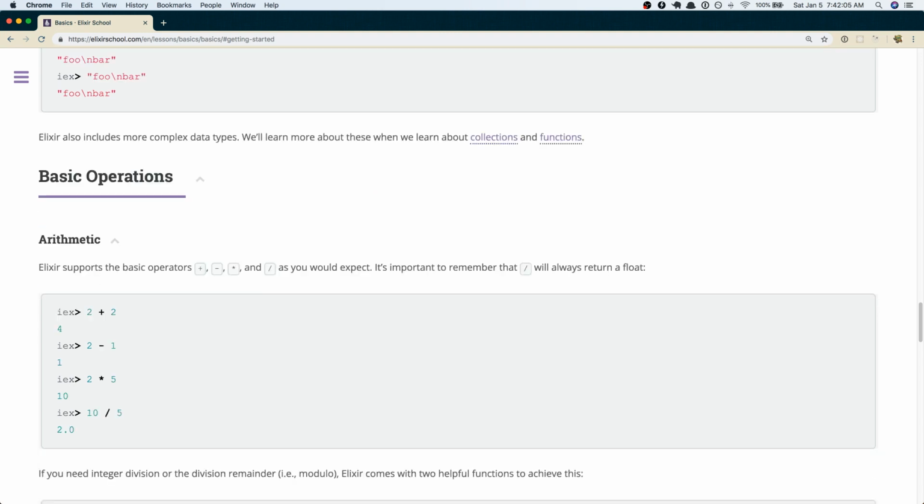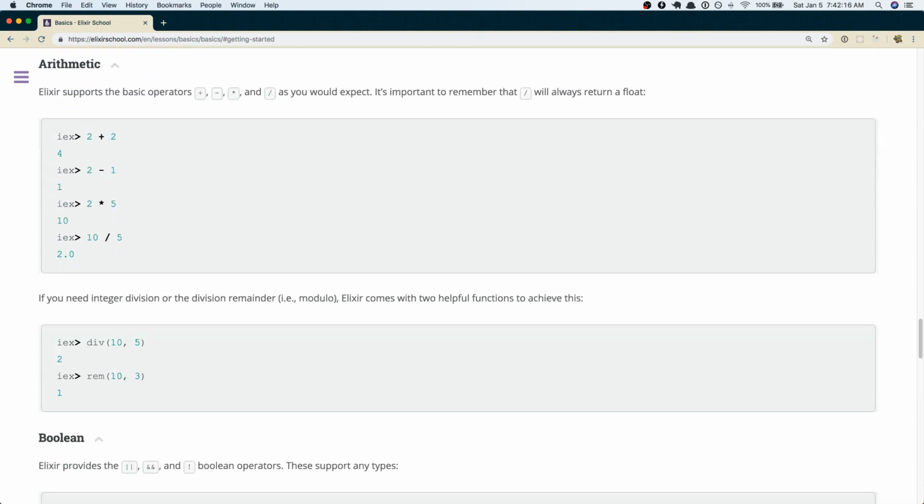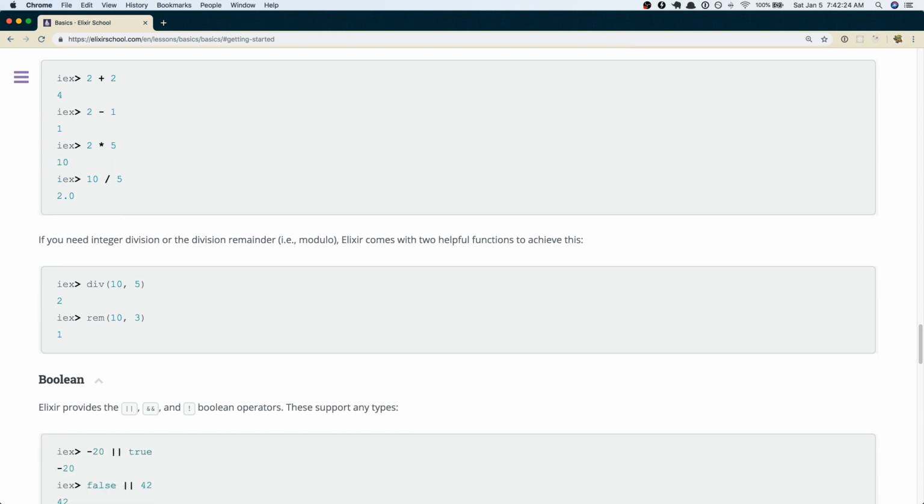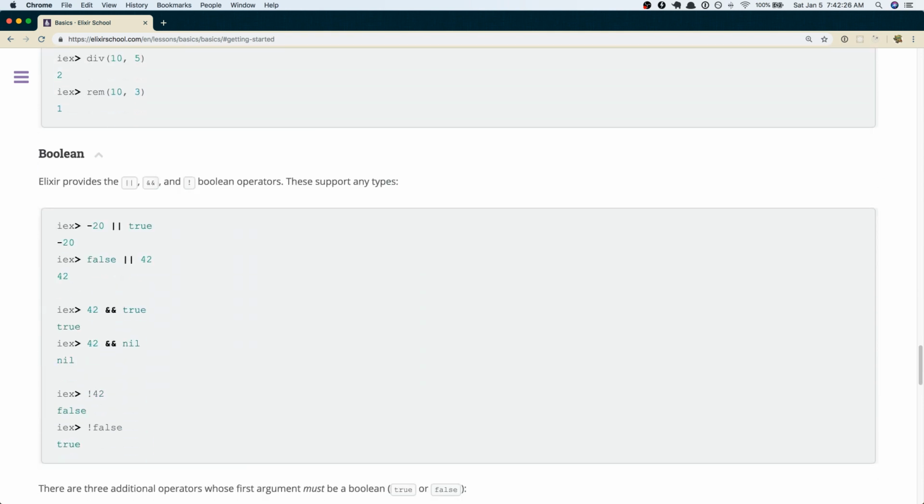Elixir supports the basic operators plus, minus, times, and divide, as you would expect. It's important to remember that divide will always return a float. If you need integer division or division with remainder, modulo, Elixir comes with two helpful functions to achieve this, div and rem.